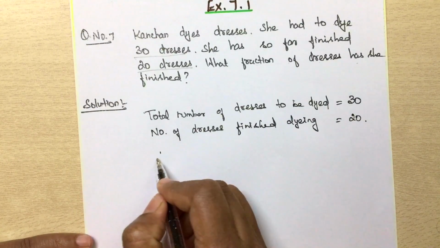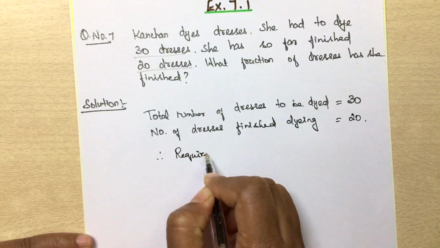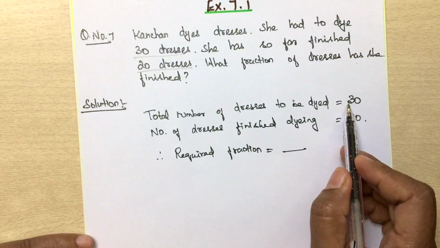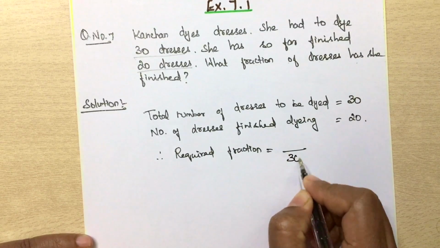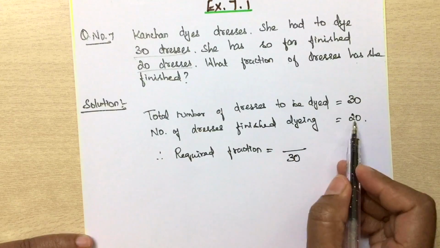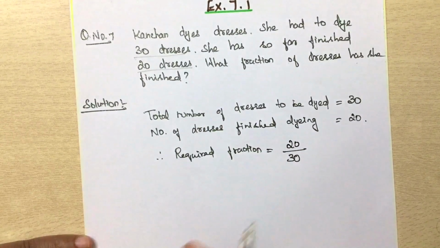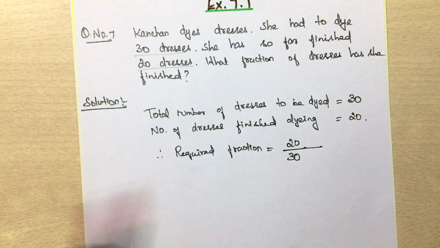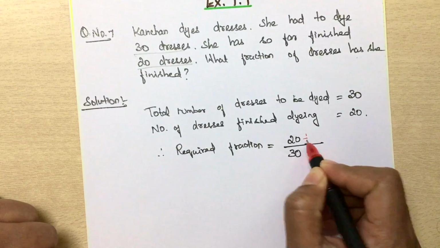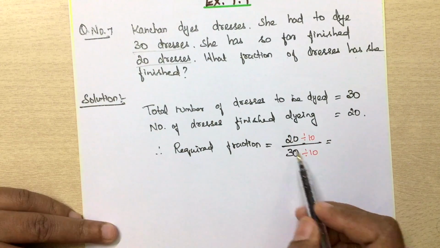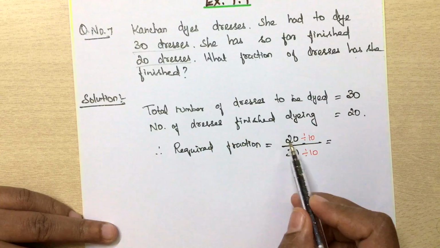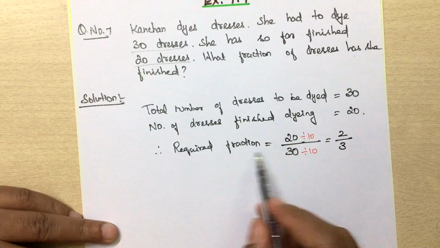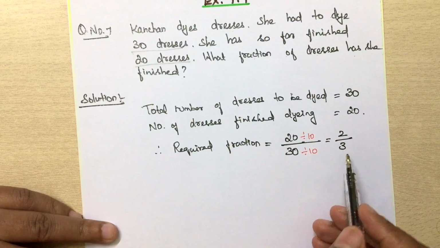So we can write the required fraction is, always write the total in the denominator. What's the total? It is 30. Out of 30, she has finished 20. How much? It is 20. Now 20 divided by 30 is the required fraction. You can further simplify this by dividing by the number 10. To simplify this, we are dividing by 10. So 20 divided by 10 is 2, and 30 divided by 10 is 3. So now this is the required fraction, which is 2 by 3.